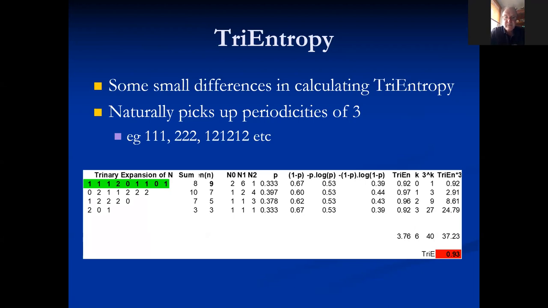The total number of derivatives in a tri-entropy computation is much lower. You can see how the rest of the tri-entropy computation follows. It's similar to the bi-entropy. There are some subtle differences. Go ahead.